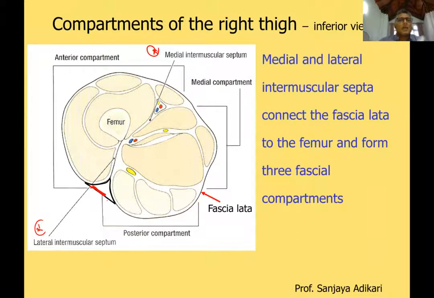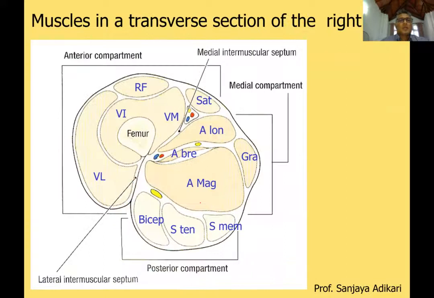So that's one point. Then the medial intermuscular septum will be somewhere here like this. So this is the lateral intermuscular septum. The thigh is divided into three compartments: the anterior compartment, also called the extensor compartment; then the medial compartment or the adductor compartment; and the posterior compartment or the flexor compartment. So these are the muscles in these compartments.